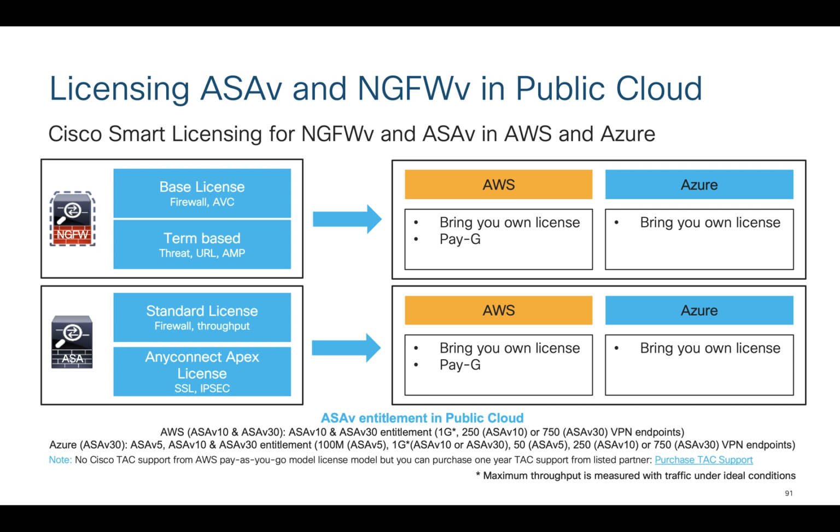On ASA we have a license for throughput and firewalling, and then we also have a license for AnyConnect VPN. Based on that, you can go ahead and purchase your license accordingly. ASA is again available in AWS with bring your own license model or pay as you go, and in Azure it's bring your own license only.